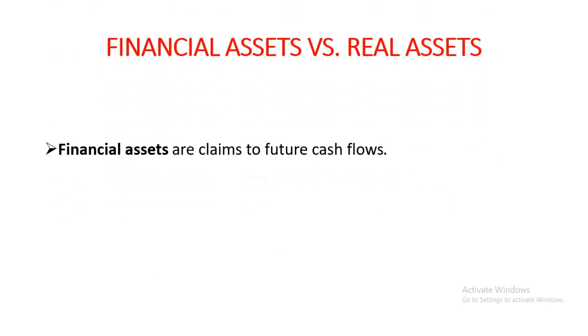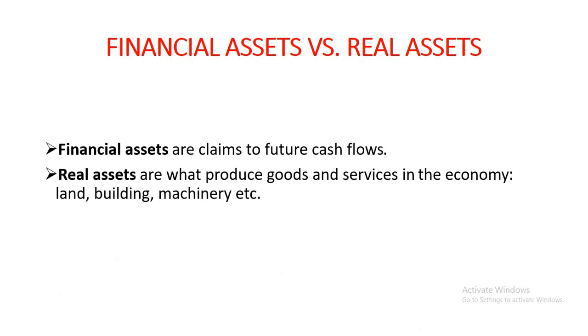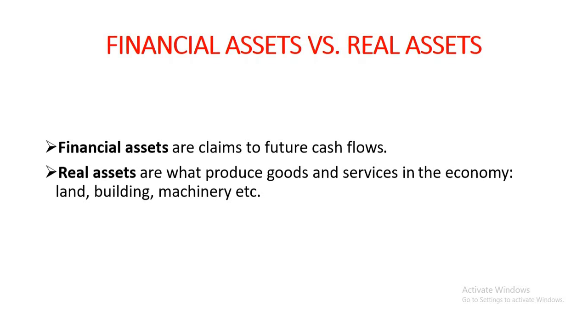So let's look at what are the differences between financial assets and real assets. Financial assets are claims to future cash flows. Investors of financial assets are entitled to receive cash flows generated by the financial assets. For example, bond, treasury bill, and stocks are financial assets. On the other hand, real assets are what produce goods and services in the economy. For example, land, buildings, machineries are part of real assets.